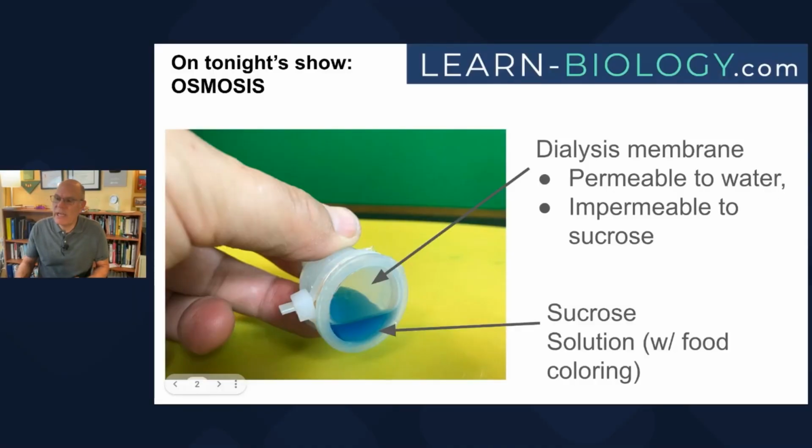You can see that it's a plastic bell. This part over here is what's called dialysis tubing. And that dialysis tubing is sealing the bottom of the tube, but in a very special way, as we'll see. It's filled with a solution of sucrose that's been dyed blue with food coloring. The top is open as well.